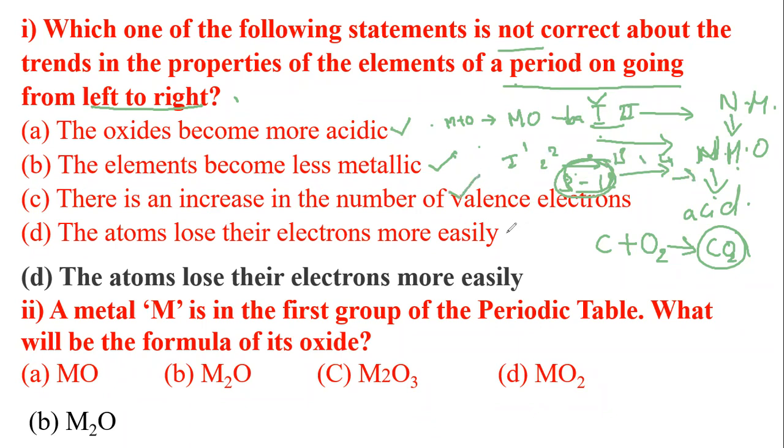Move to the next one, option D. The atoms lose their electrons more easily. No, it's impossible because carbon cannot lose electrons. Even nitrogen can't lose electrons. They are going to share the electrons to form a covalent bond between them. Under chemical bonding, you have studied this. Remember that. So this is the wrong statement, which is going to be the correct answer for our question.